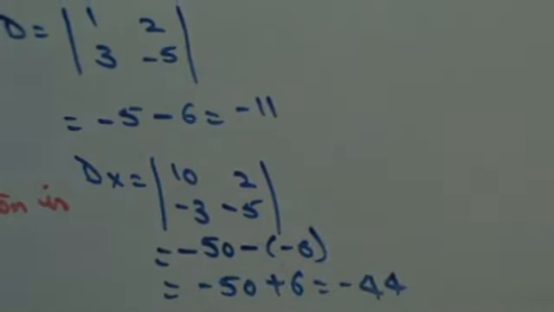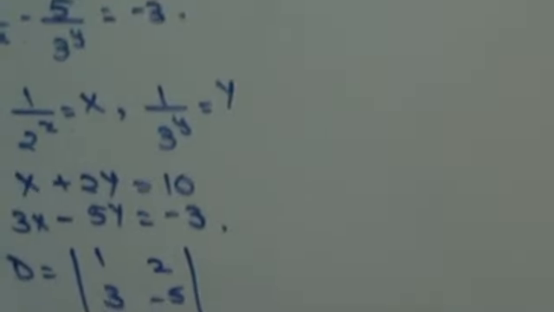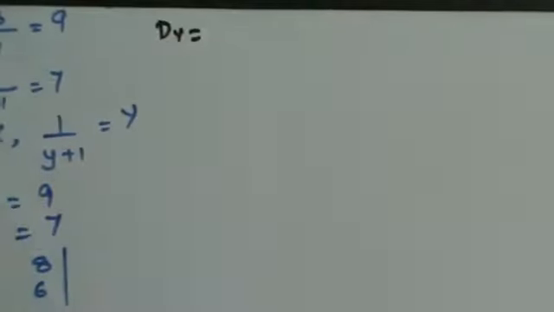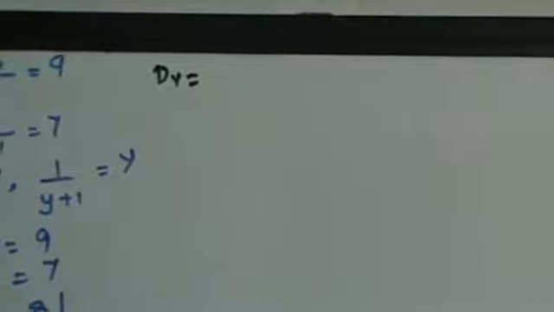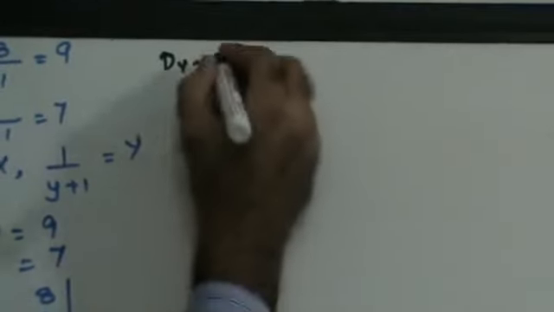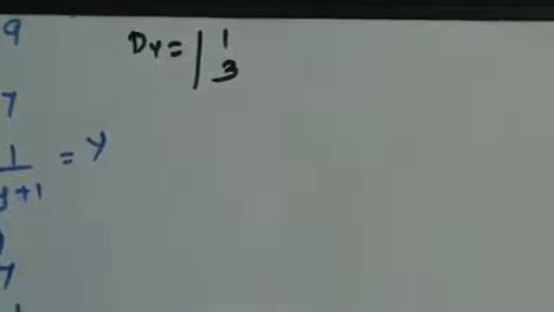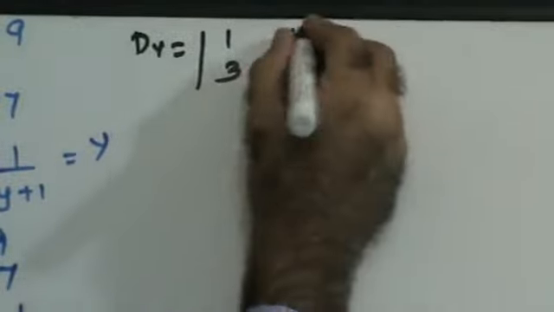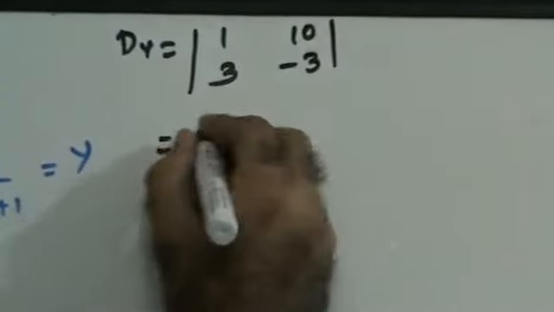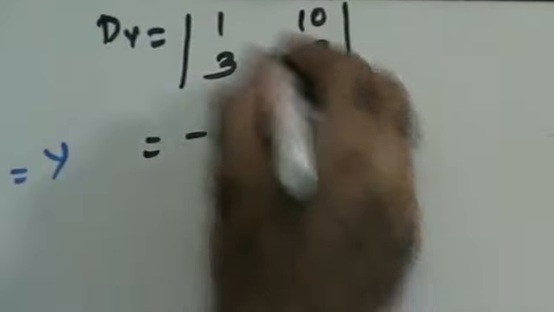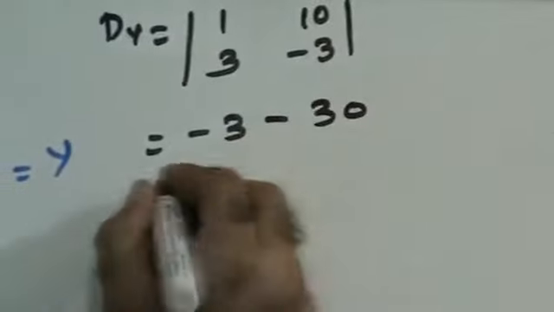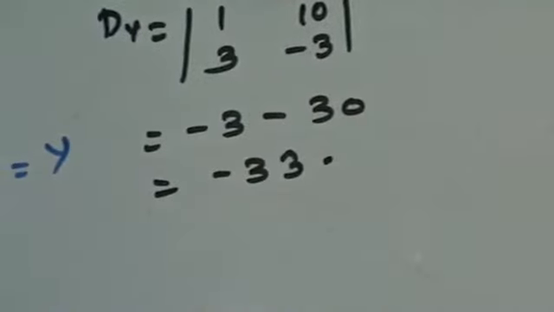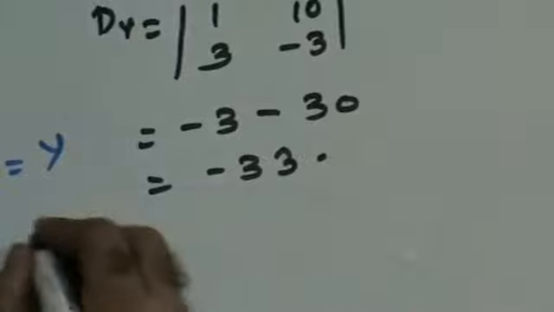Once you have this, then you can find out Dy. How do I get Dy? Substitute the y coefficients with the right hand side. So this is going to be 1, 3, and instead of y, I'm going to write 10 and minus 3. So this is going to be minus 3 and minus 30. So that's minus 33. Now apply Cramer's rule.